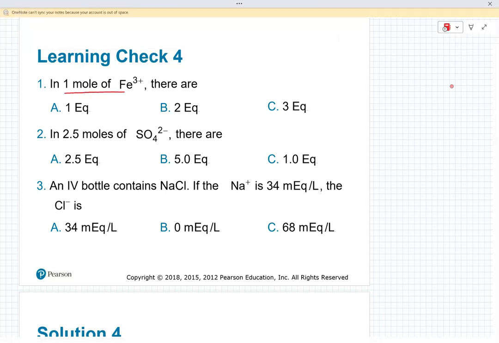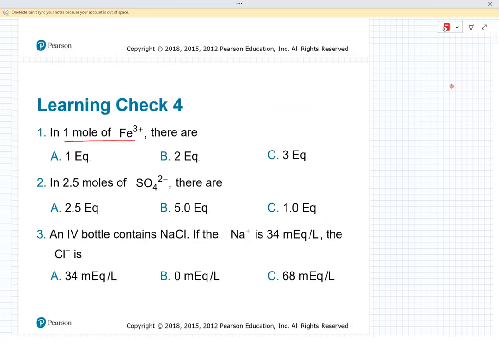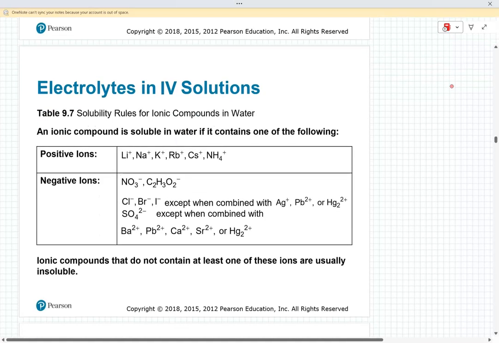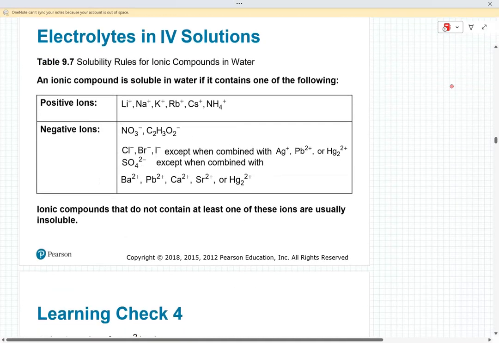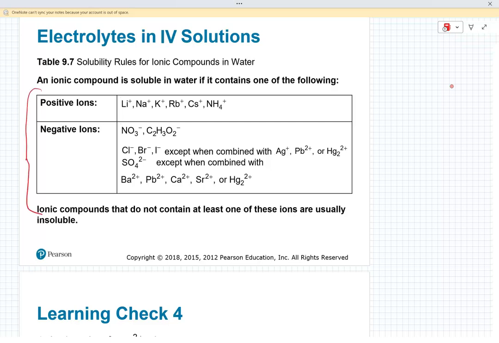So in 1 mole of iron 3+. Actually, that's what I remember at the end last Wednesday. I was thinking of a table that I was asking if we're going to have a reference. Yeah, like which ones are soluble, which ones aren't. Solubility. So we're going to get back to the solubility of compounds, but yes, you will have to know the broad rules of solubility. Okay?